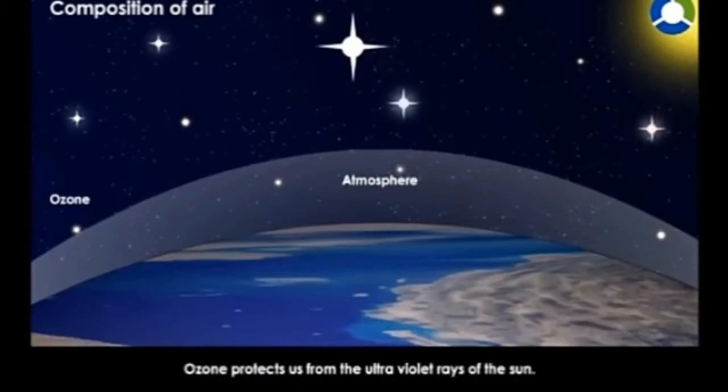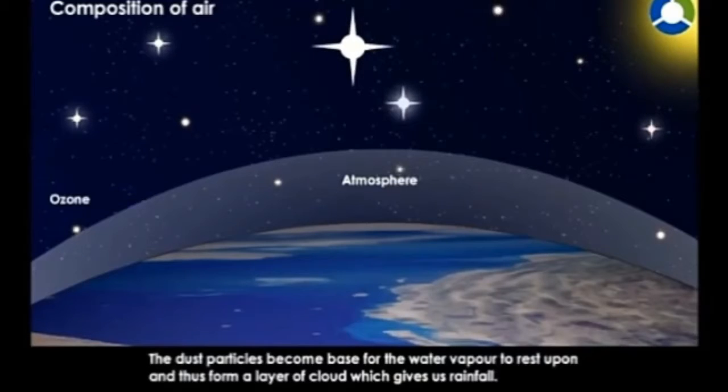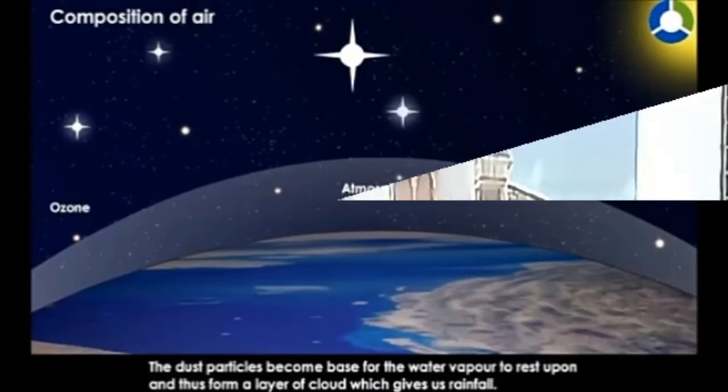Ozone protects us from the ultraviolet rays of the sun. The dust particles become base for the water vapor to rest upon and thus form a layer of cloud which gives us rainfall. I hope by this slide you can understand this chapter very well.